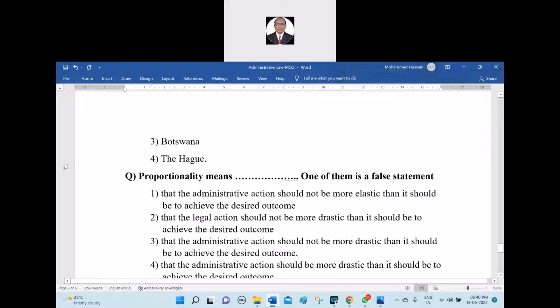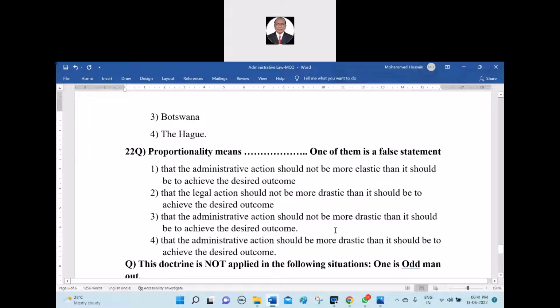Next question, 22. I will read it because you take more time. Proportionality means dash. One of these is a false statement. Number 1, that the administrative action should not be more elastic than it should be to achieve the desired outcome. That the legal action should not be more drastic than it should be to achieve the desired outcome. The administrative action should not be more drastic than it should be to achieve the desired outcome. That the administrative action should be more drastic than it should be to achieve the desired outcome. Which one is the false statement?